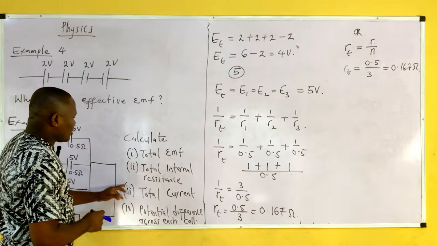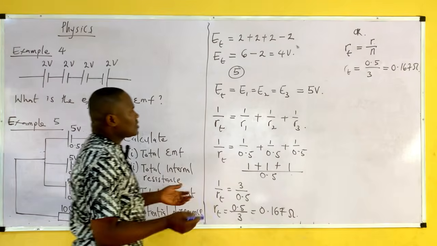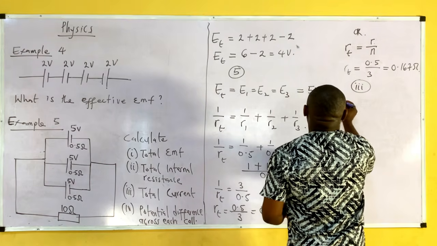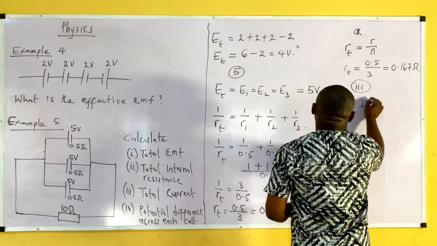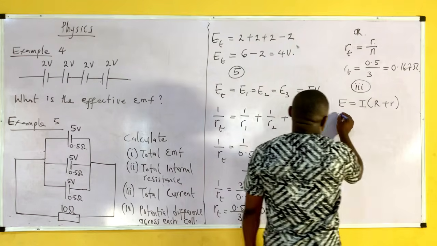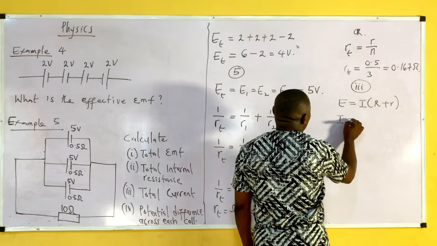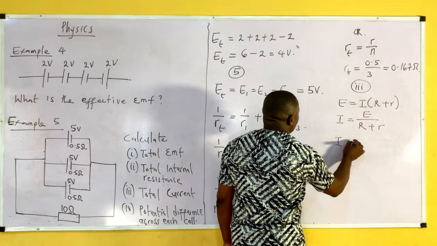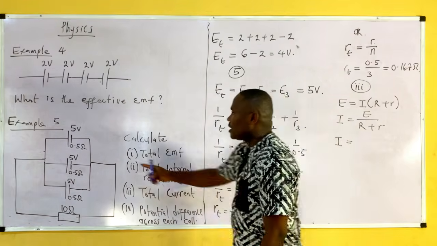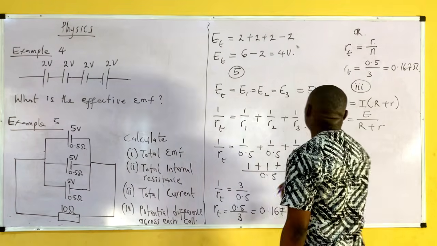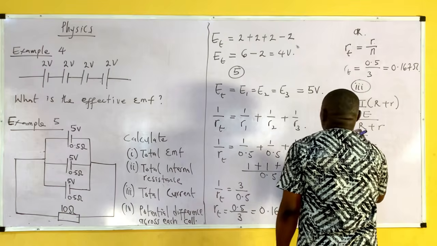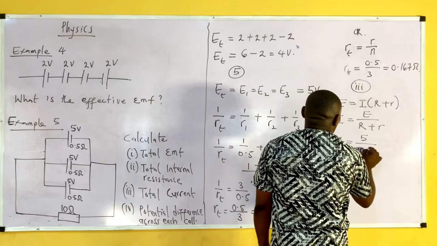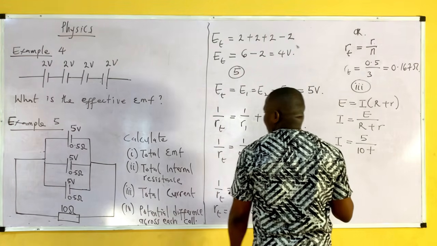Now, let us look at question number 3. It says the total current. How can I find total current? Remember, EMF equals I open bracket R plus r. That's EMF. So my current is now equal to EMF over R plus r. So my current is now equal to, EMF in this question is 5. It's parallel, so the total EMF is 5. So it's 5 over, my external resistor is 10 ohms, so it's now 10 plus the internal resistor of the circuit.